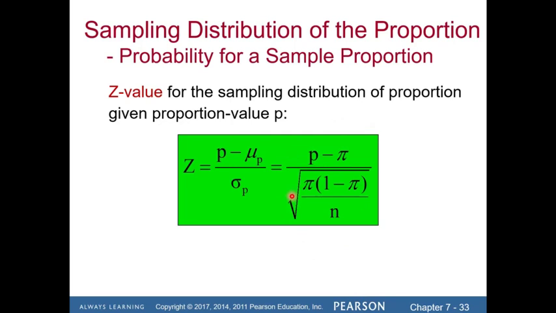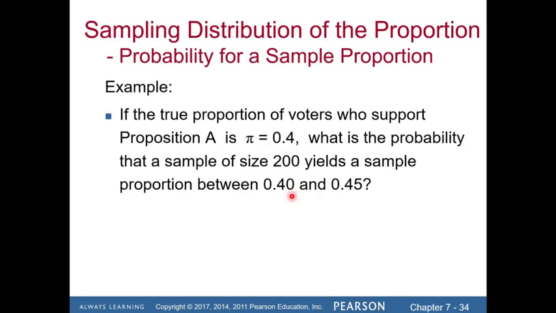Okay, so now we have all the formulas we need to solve a problem in sampling distribution of proportion, and now let's take a look at the example. If the true proportion of voters who support proposition A is population proportion equals 0.4, then what is the probability that a sample of size 200 yields a sample proportion between 40% and 45%?